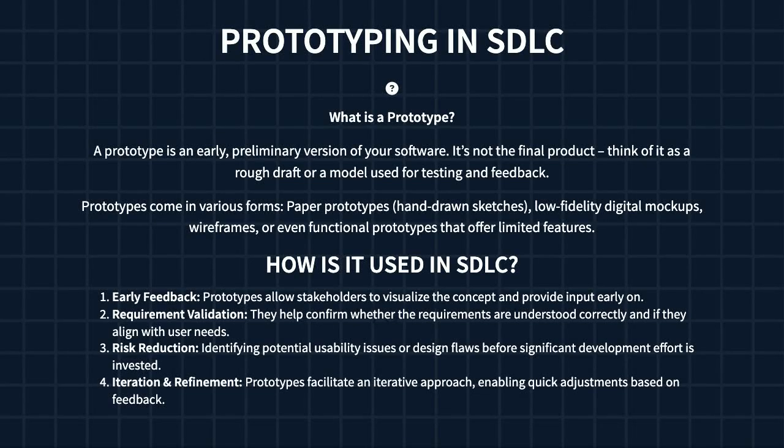Let's talk about prototyping. It's a really crucial part of the software development life cycle. Essentially, a prototype is like a first draft of your software. It doesn't have to be pretty or fully functional, but it's there to help you and your team get things right from the start. Prototypes can range from simple hand-drawn sketches to more sophisticated digital mock-ups. They allow you to gather feedback early on, making sure everyone is on the same page about what the software should do, and helping you catch potential problems before a ton of time and money are spent actually building it.